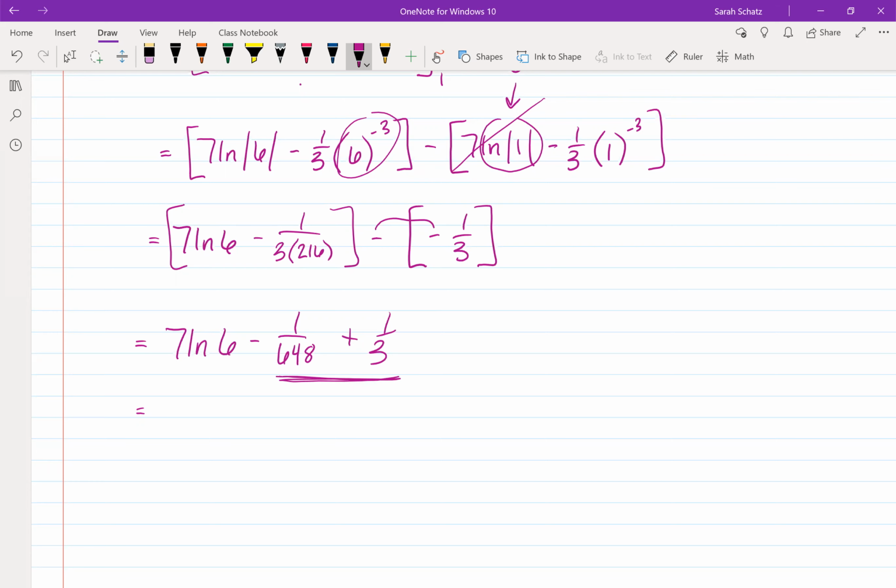I'm going to do 7 times the natural log of 6 and get that answer. I'm going to subtract, and make sure it's in parentheses, 1 over 648. Now I have that answer. Now I'm going to add, and then in parentheses, I'm going to add 1 over 3. So you guys, what I get here, and it said round to 4 decimal places, is 12.8741 on that one.